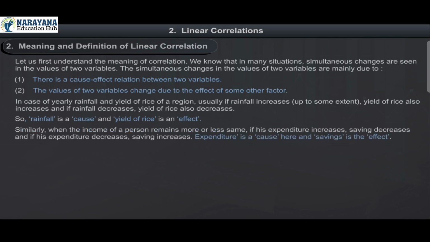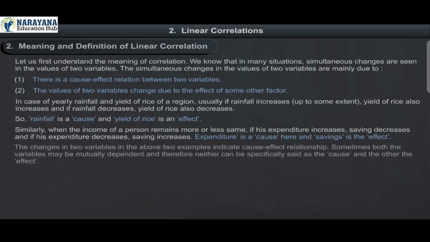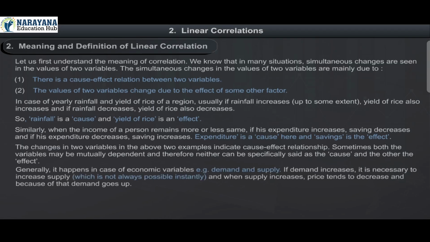Similarly, when the income of a person remains more or less the same, if his expenditure increases, saving decreases, and if his expenditure decreases, saving increases. Expenditure is a cause here and saving is the effect. The changes in two variables in the above two examples indicate a cause-effect relationship. Sometimes both the variables may be mutually dependent and therefore neither can be specifically said to be the cause and the other the effect. Generally, it happens in case of economic variables.